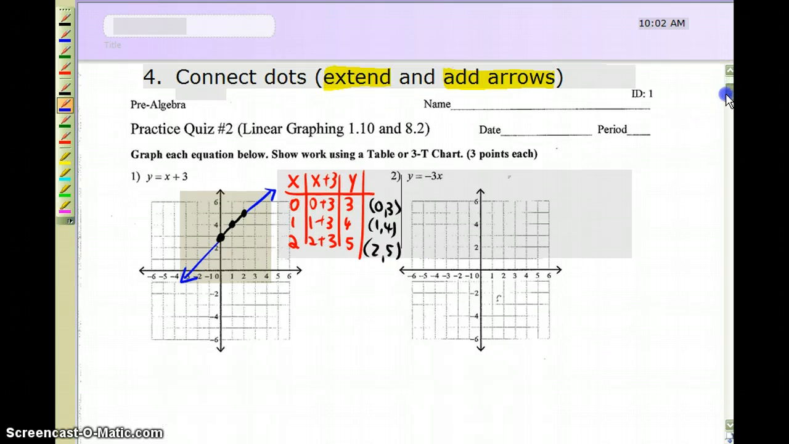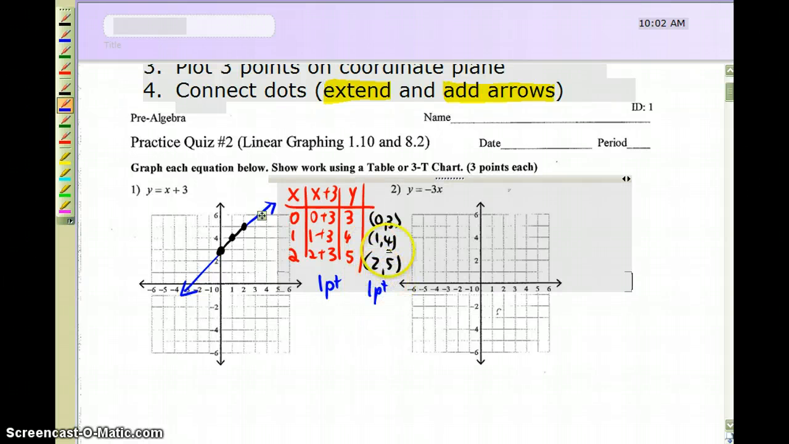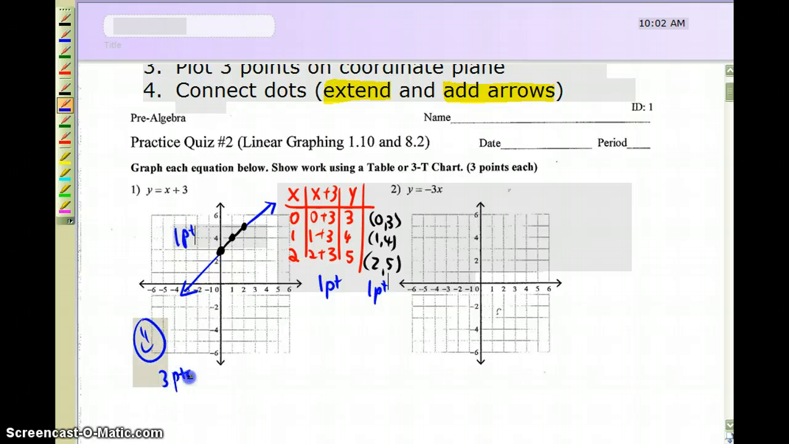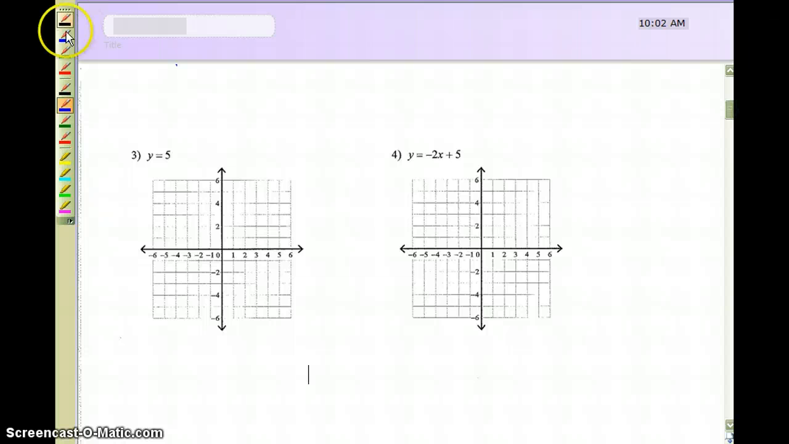And I get 3 points for that. I get 1 point for showing my work, another point for having my 3 points, and then the last point for having my graph done correctly. So, yay, 3 points. 100% for the first question. And I do that for 3 more questions, and I'm going to do number 3 for you guys here. If you still had trouble understanding that, we explained in class.